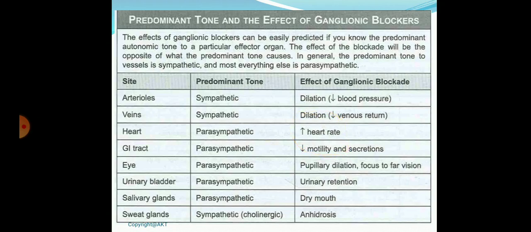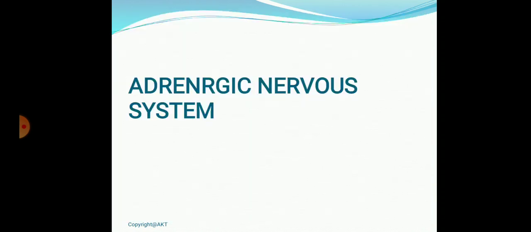While if you see in the case of blood vessels, the tone is mainly maintained by the sympathetic nervous system. So blockade of autonomic ganglia will produce an action similar to the blockade of sympathetic activity, leading to vasodilatation. So the action will depend upon which nervous system predominantly supplies or controls the action of a particular organ. So that's the outcome of a ganglionic blocker.